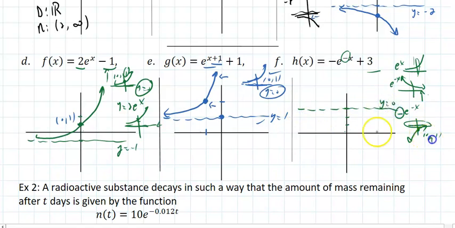The point (0, -1) will shift 3 units up, and the shape is identical to this. Here, the domain will be all real numbers. It's always all real numbers. But the range, do you see that? It's going to run all the way down to negative infinity, as high as 3, but never reaching.